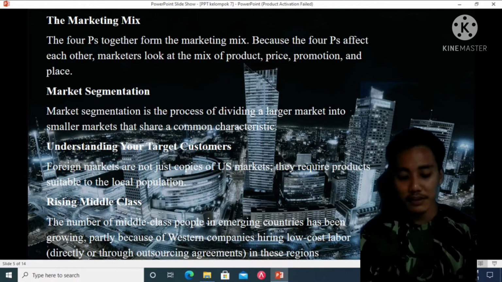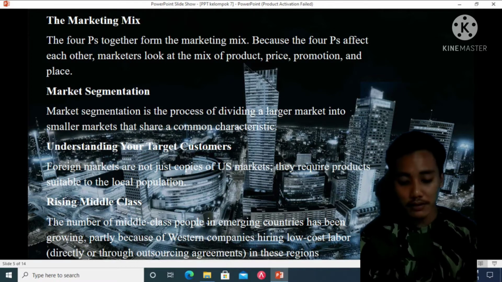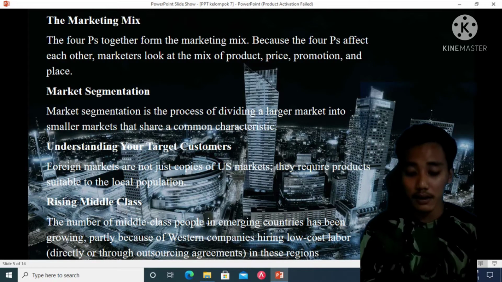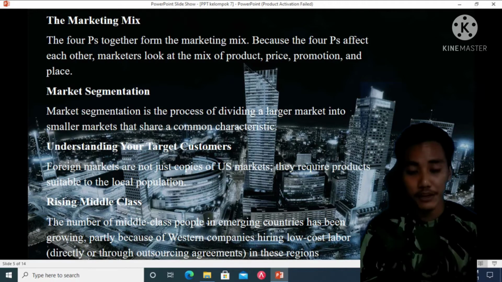Market segmentation is the process of dividing a large market into smaller segments that share common characteristics. Next, understand your target customer. In emerging markets, companies must make sure the product is suitable to the local population.